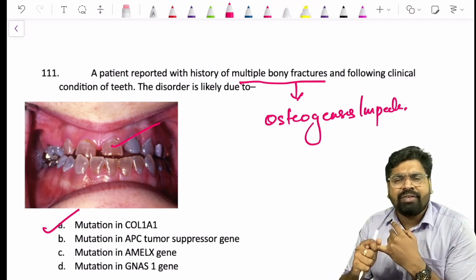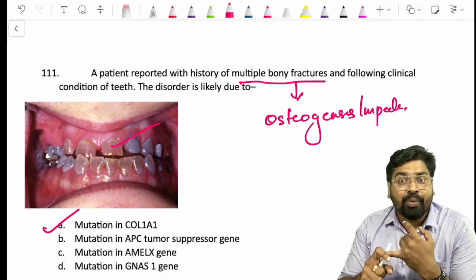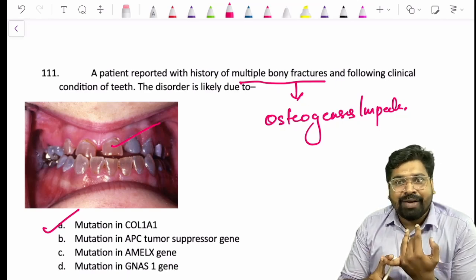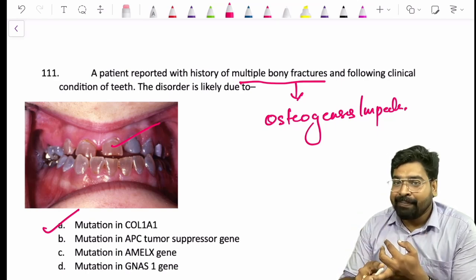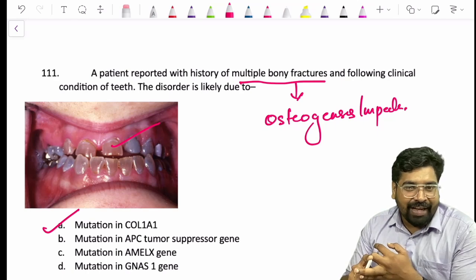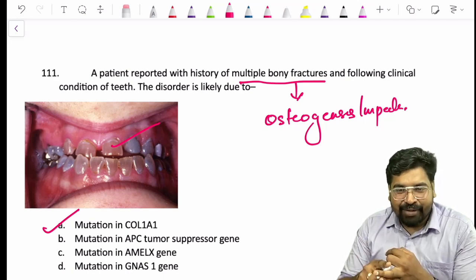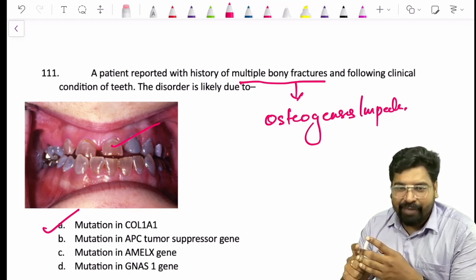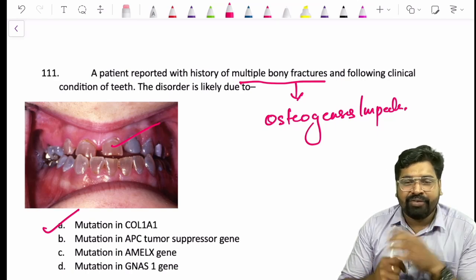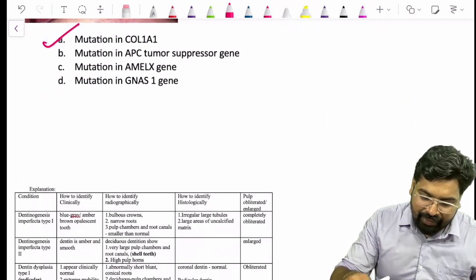What is APC tumor mutation, adenomatous polyposis coli? Which syndrome has this APC? Go back, revise. AMELX gene is amelogenesis imperfecta, X-linked. GNAS1, which one? Fibrous dysplasia. Okay, so this is how you should prepare. I hope it is clear.